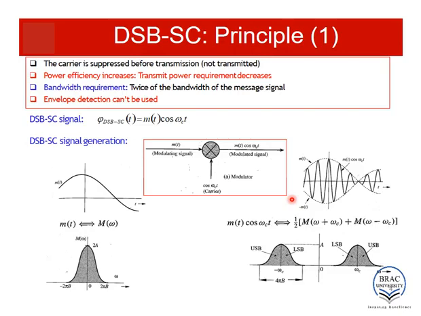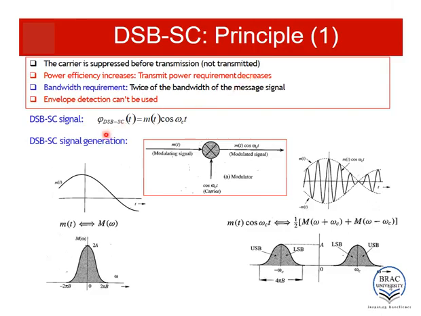Next up, bandwidth requirement. The bandwidth requirement is basically the same as DSB-C. In this case also, the bandwidth requirement is twice that of the message signal. And another thing, unlike DSB-C, in the case of DSB-SC or double sideband suppressed carrier, envelope detection cannot be used. So let's dive into the details.